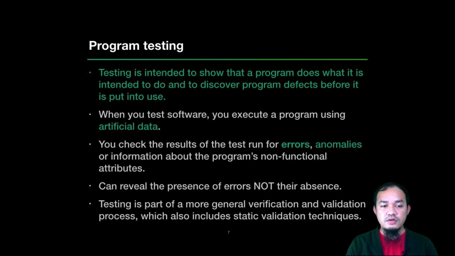Software testing can reveal the presence of errors, not the absence. So it will show you the errors that are present in your application, but something that is absent cannot be detected by software testing. Testing is a part of the more general verification and validation process, which includes static validation techniques. Software testing is a part of what we call V and V, or verification and validation process.